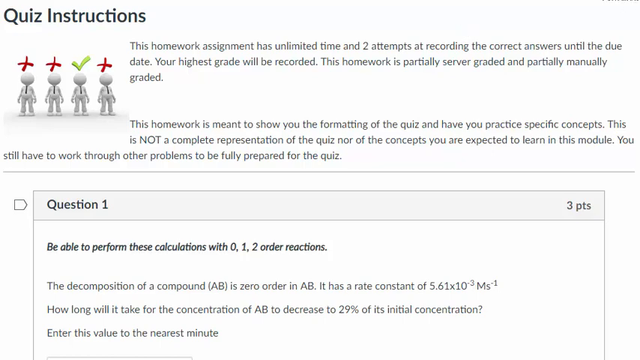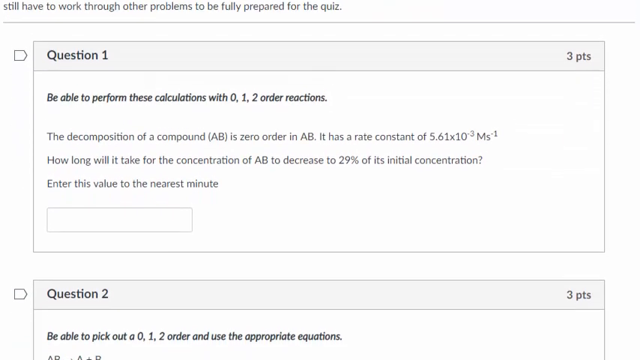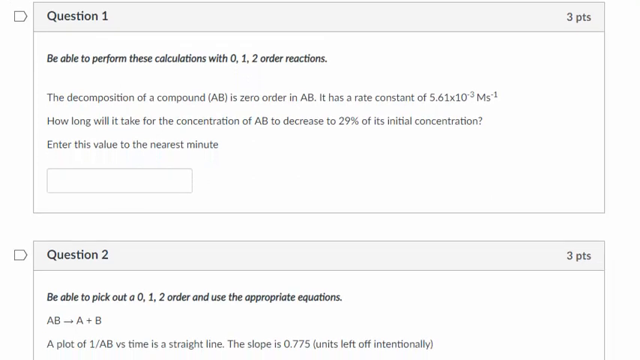Kinetics homework number 1. Regardless of the questions that I'm asking you, make sure that you can answer the questions if it's a 0, first, or second order reaction. So we're going to start with the decomposition of a compound AB, and we're told it's 0 order in AB. Here's the rate constant. How long will it take for the concentration of AB to decrease to 29% of its initial concentration?